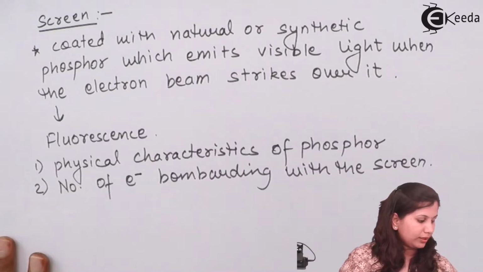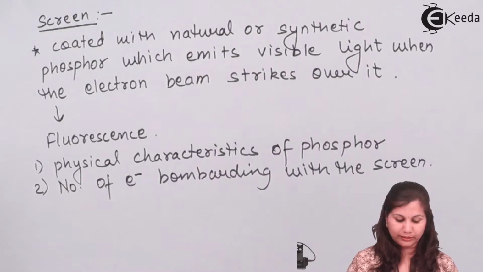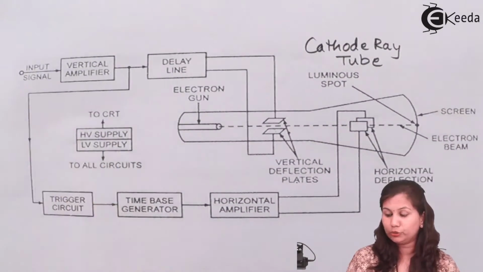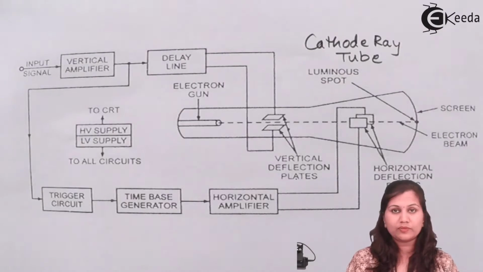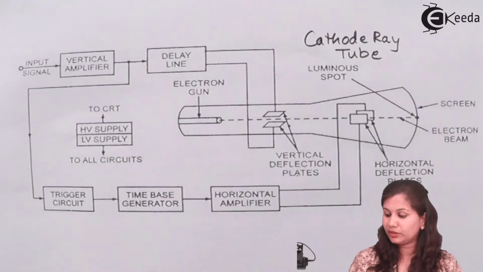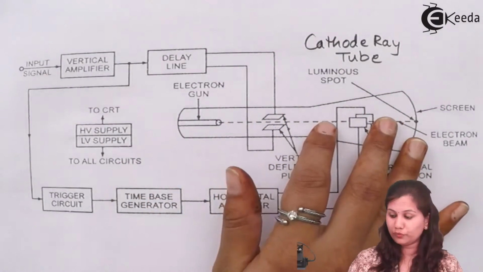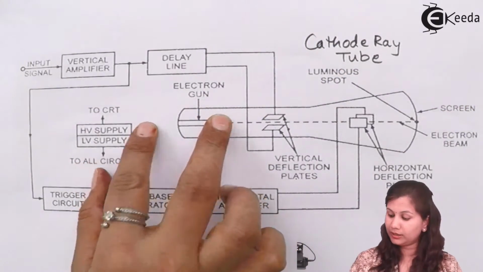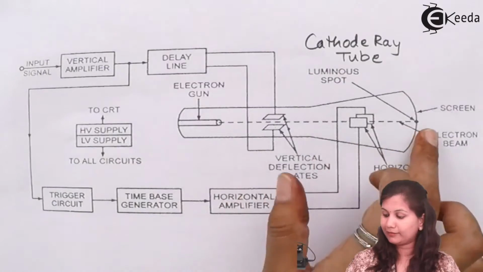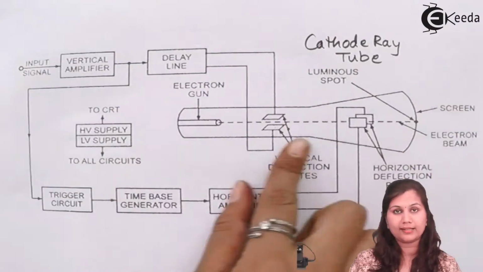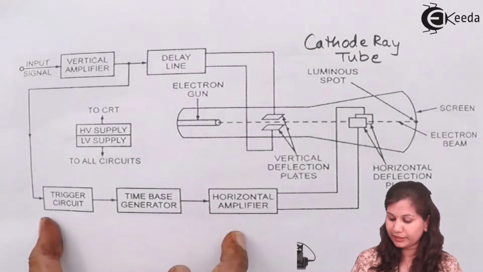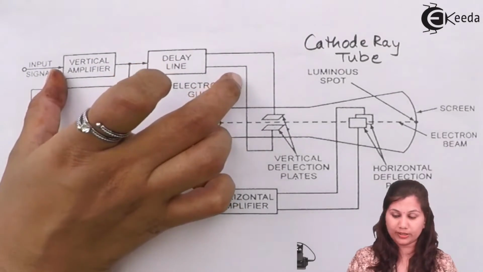Now again coming to the diagram, this was the cathode ray tube. Okay, the parts which we have studied up till now, these were constituting the cathode ray tube. We studied that the cathode ray tube consists of the electron gun, the deflection system, the phosphorus screen and the glass envelope. Now coming to the horizontal deflection system and vertical deflection system.